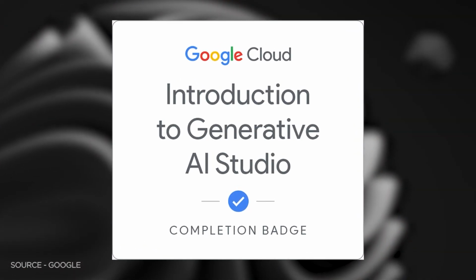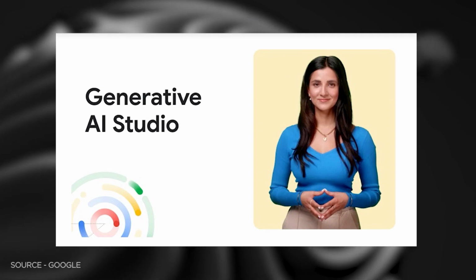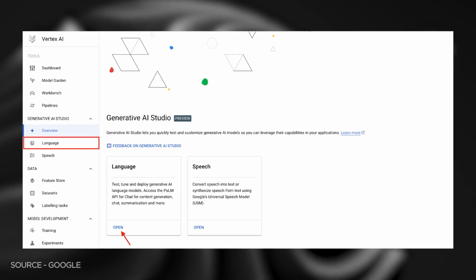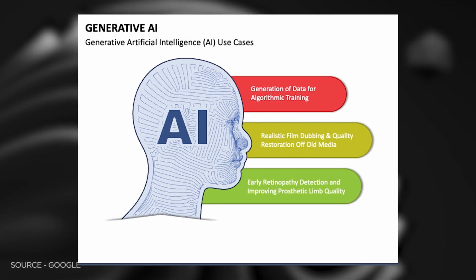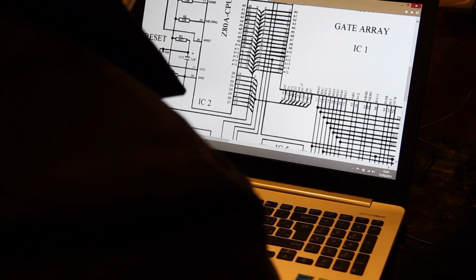Introduction to Generative AI Studio. This course introduces Generative AI Studio, a product on Vertex AI that helps you prototype and customize generative AI models so you can use their capabilities in your applications. In this course, you'll learn what Generative AI Studio is, its features and options, and how to use it by walking through demos of the product.